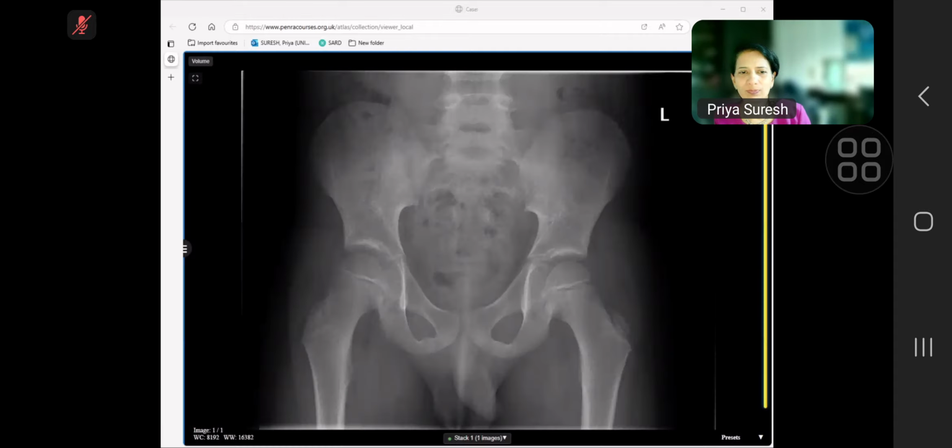So this one, very good. If the plain film is normal, yes, you will do ultrasound. That's the routine practice. In a young patient with a limp, that's what you do. And then if the ultrasound shows a small effusion, then you're on to the MR to see what it is, and that's an osteoid osteoma.